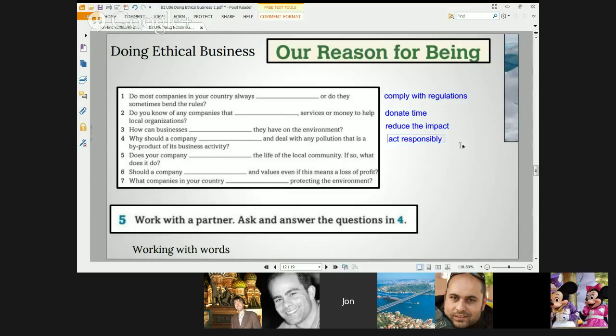There we go. Okay, and the question for you is, Antonio, in your country, why should a company act responsibly and deal with any pollution that is a byproduct? Why in your country should they do it? So we're talking about our own backgrounds and our own cultures here. In your culture, in your country, what reason does a company have to act responsibly?